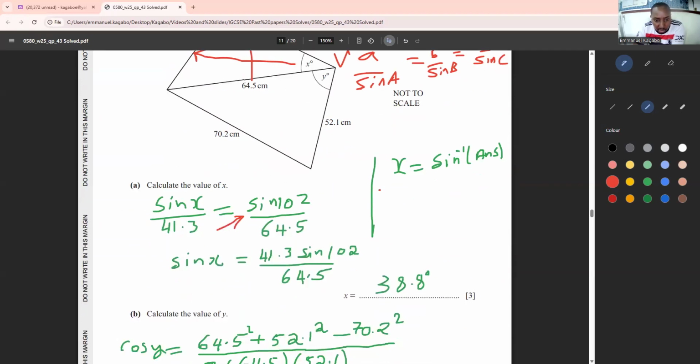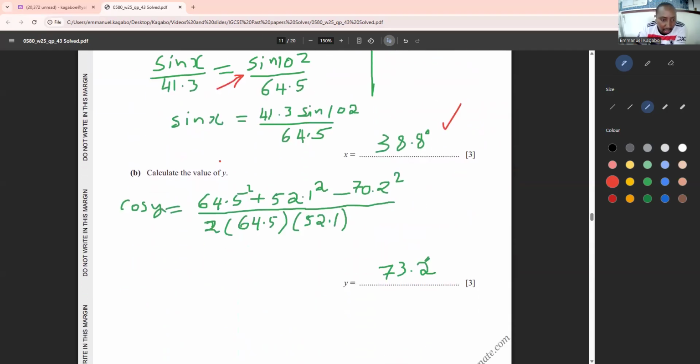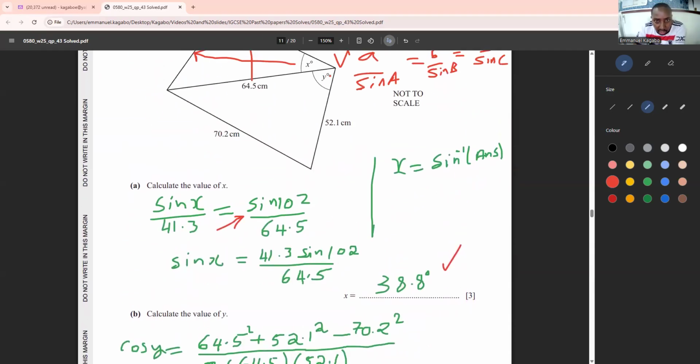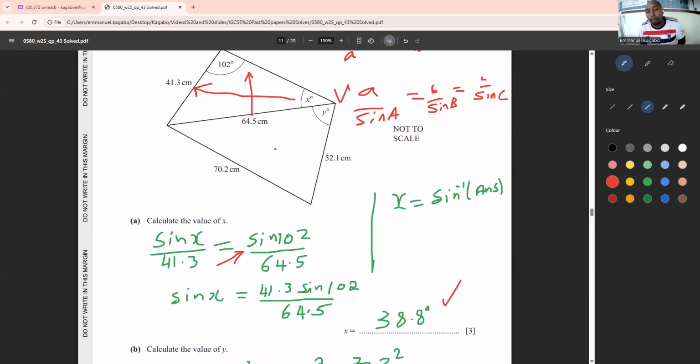So when I multiply this on the other side, I'm going to have that, type this in a calculator, and then you're going to have this. Are we together? Very good. Then the next question, they're asking you y. They are asking you the angle, but you don't have any other angle. And that means it's going to be cosine rule, okay?